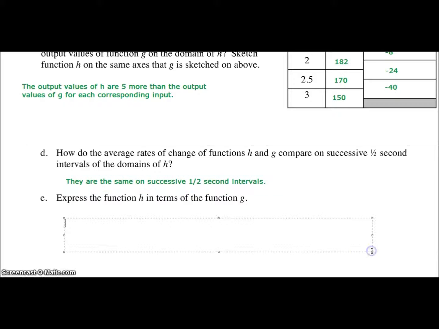Express the function h in terms of g. Well, we know that h is just g of t plus 5. Just add 5 onto each output value.